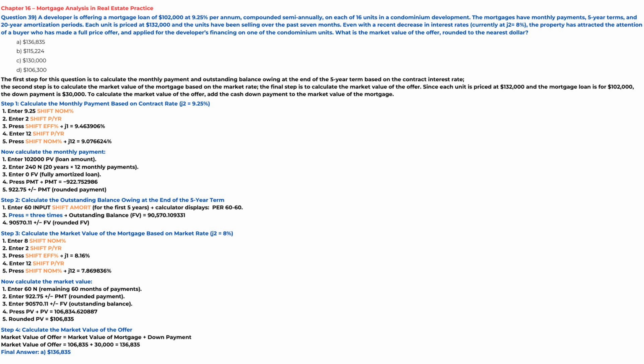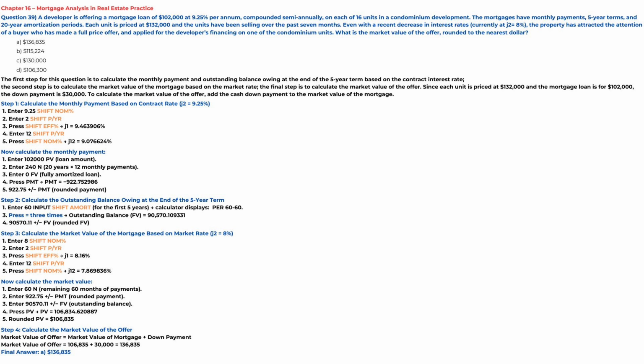Step 2. Calculate the outstanding balance owing at the end of the 5-year term. Enter 60, input Shift Amort for the first 5 years. Calculator displays per 60/60. Press the equals sign 3 times. Calculator displays 9057.19331.